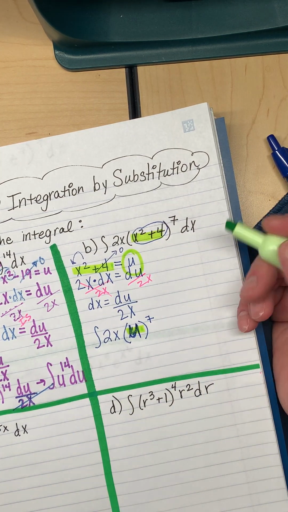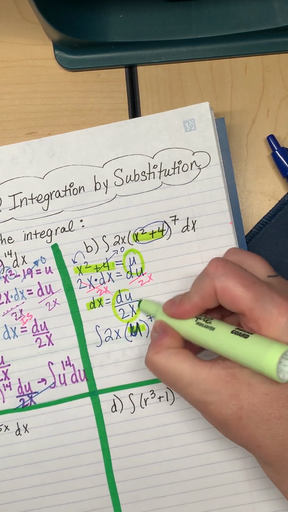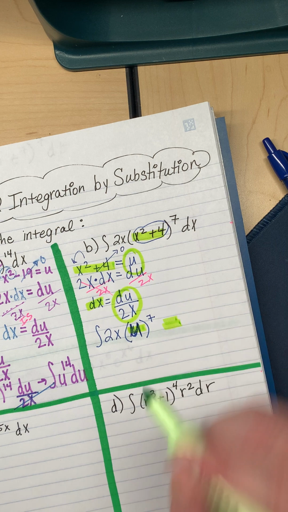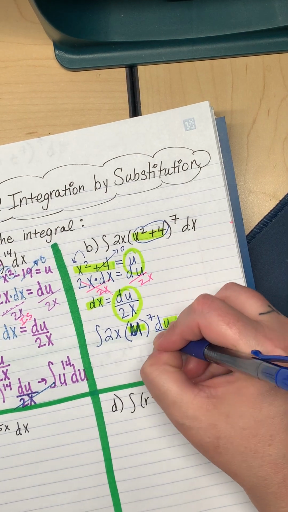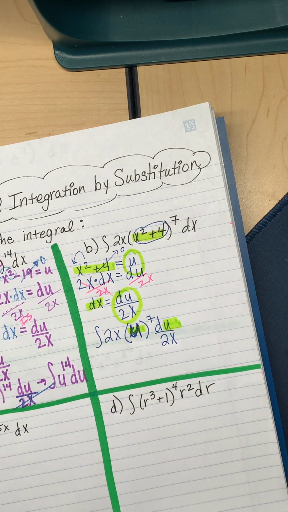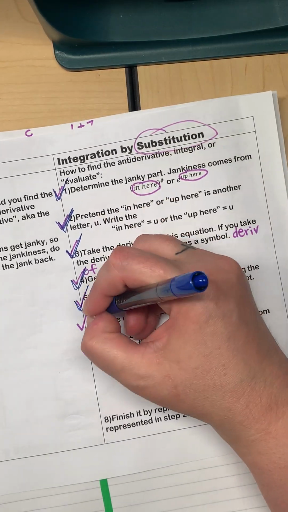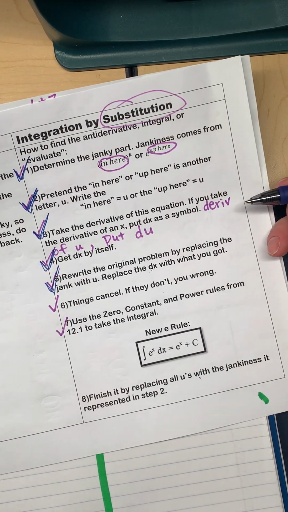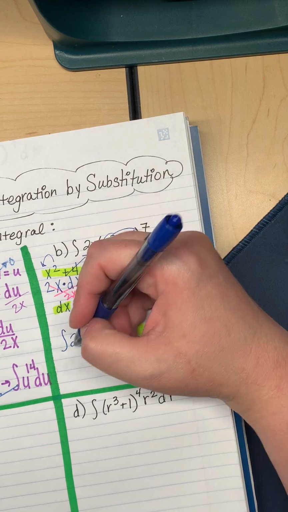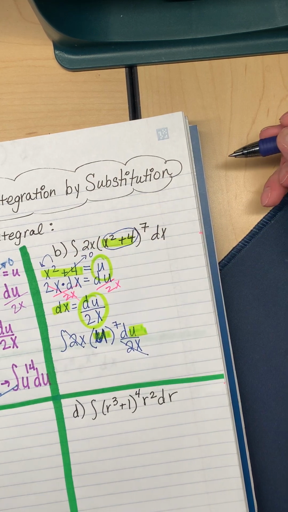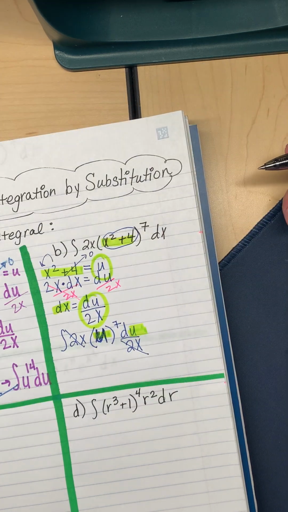Then what did we say dx was? dx was equal to this bad boy. So I'm going to put that bad boy just straight next to it. du over 2x. Okay, let's see what happens. Step 5, things cancel. If they don't, you're wrong. Oh, look, the 2x being divided and the 2x being multiplied cancel. Then we use the power rule.